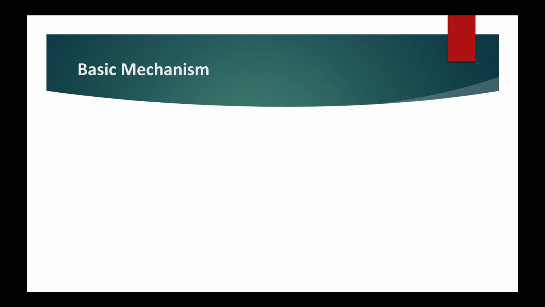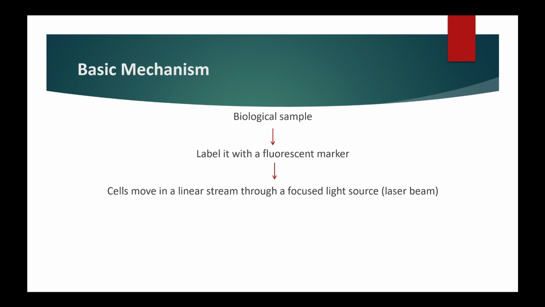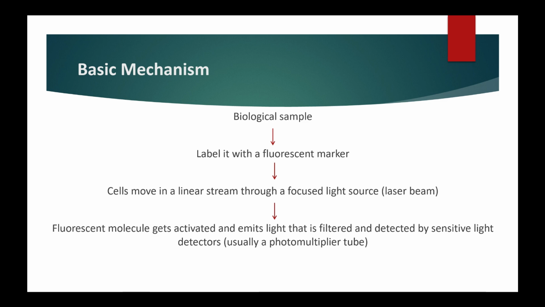So to summarize, we get a biological sample, we label it with a fluorescent marker, then we acquire the sample in the machine. In the machine, cells move in a linear stream through a focused light source, that is laser beam, the fluorescent molecule gets activated and emits light that is filtered and detected by the sensitive light detectors. These are known as photomultiplier tubes. And finally, conversion of these analog fluorescent signals to digital signals. So this was the basic principle of flow cytometry.